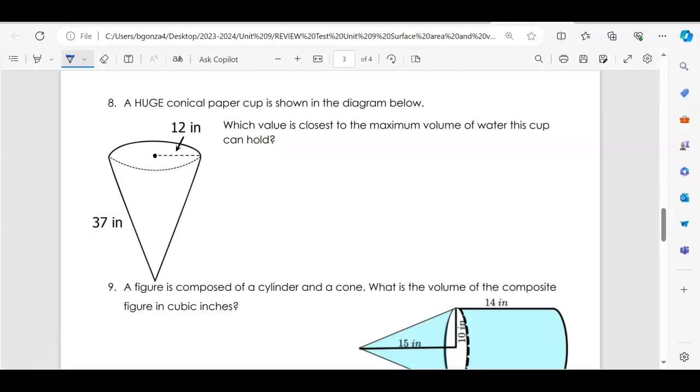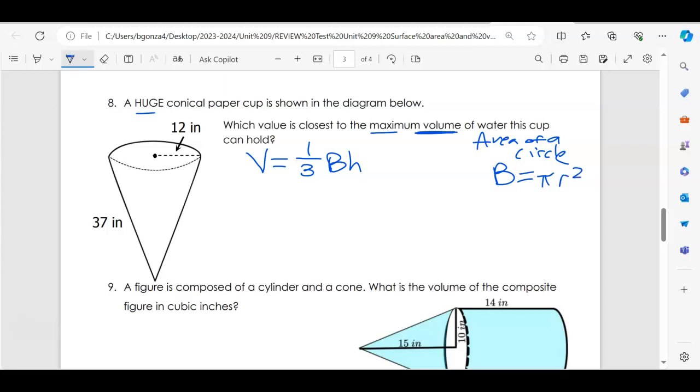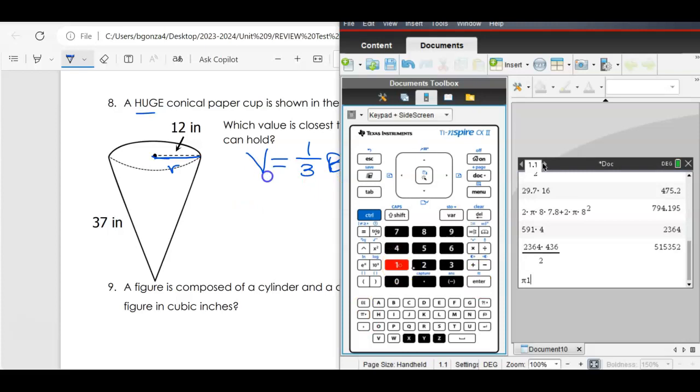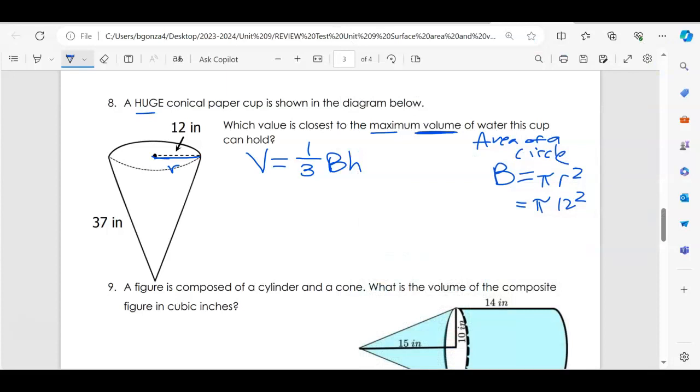Number 8. This is a huge cone. Which value is close to the max volume? Volume of the cone is 1/3 BH. Remember, area of a circle, big B, is going to be pi r squared. The radius is 12, so pi 12 squared, 452.39.